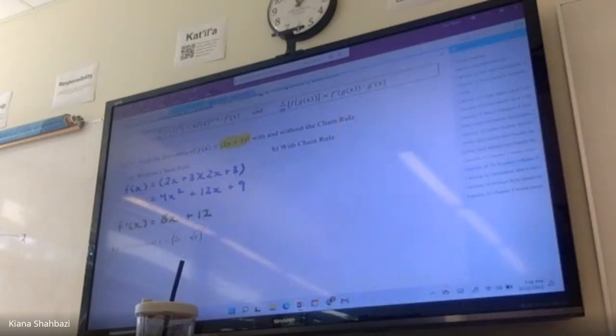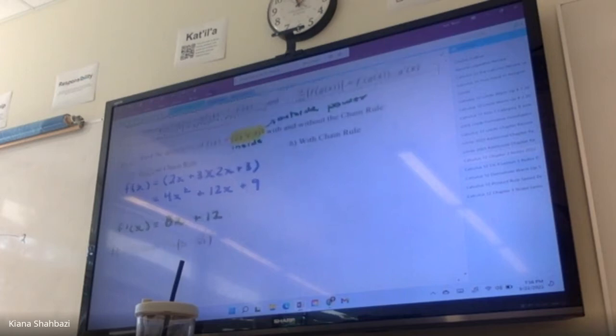Let me talk about the chain rule first. It works really well when you have an inside expression and then this outside power, raised to some kind of power. So right now, 2x plus 3, that's a binomial, right? If you have a trinomial or binomial, all in brackets raised to a power, then that's a good indicator that you might want to use the chain rule.